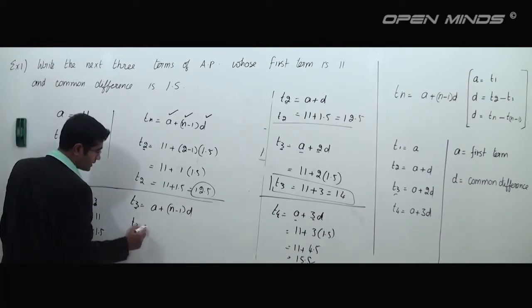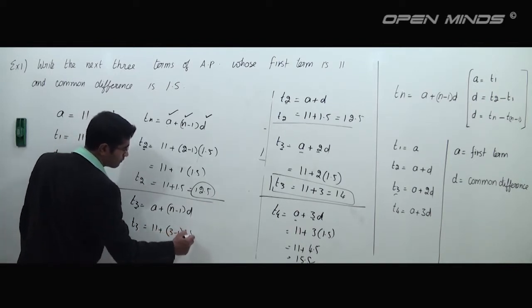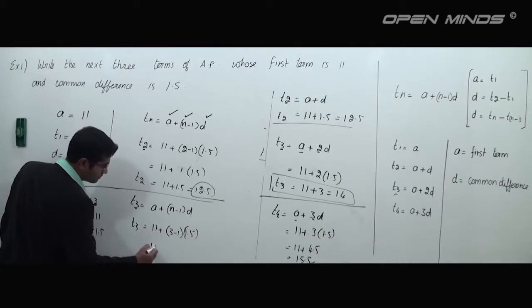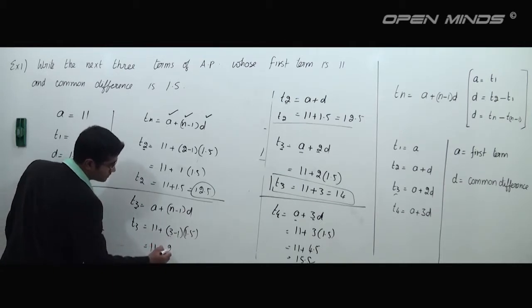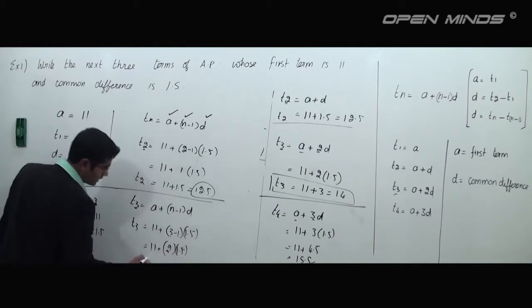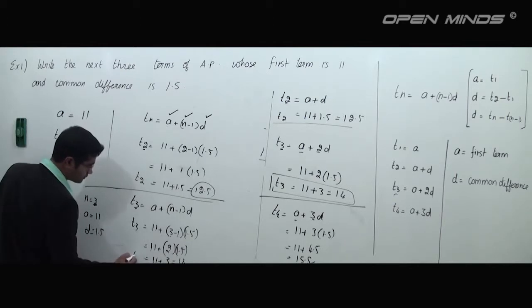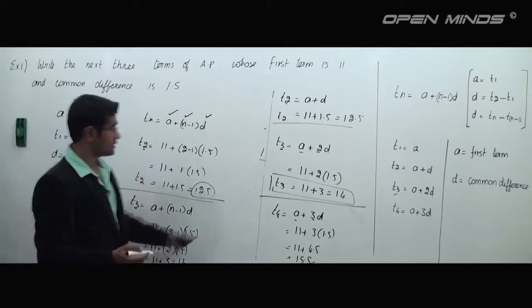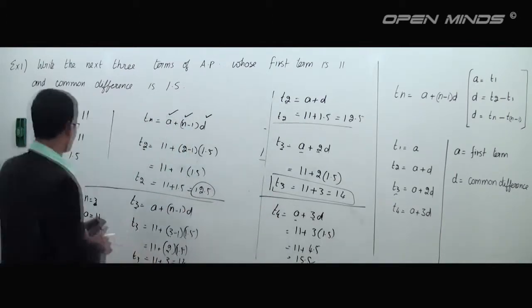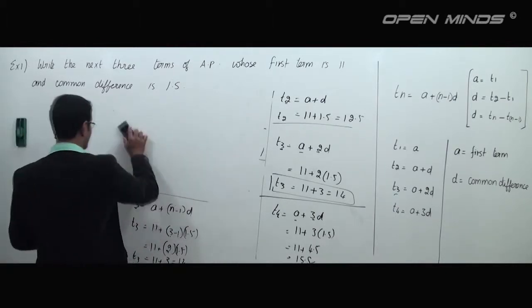Yes, T3 is like 11 plus, I can write (3 minus 1) times 1.5. So that goes like 11 plus (3 minus 1) is like 2 times 1.5, which goes like what? 11 plus 3, which is like 14. We got the same answer. See, look at that. We got T3 as the same answer, 14. Simple as that. Right, let's say we go with the next term. I found T2 and I found T3.